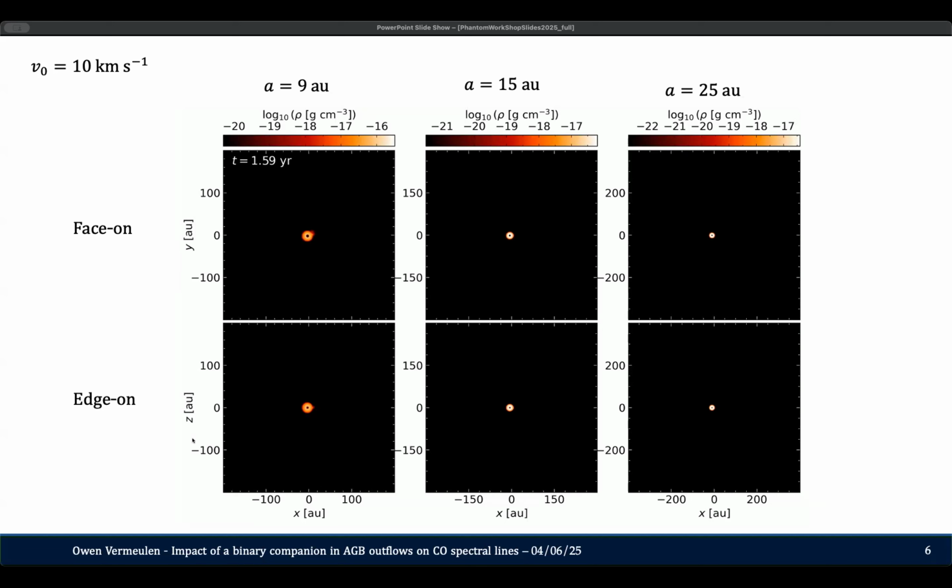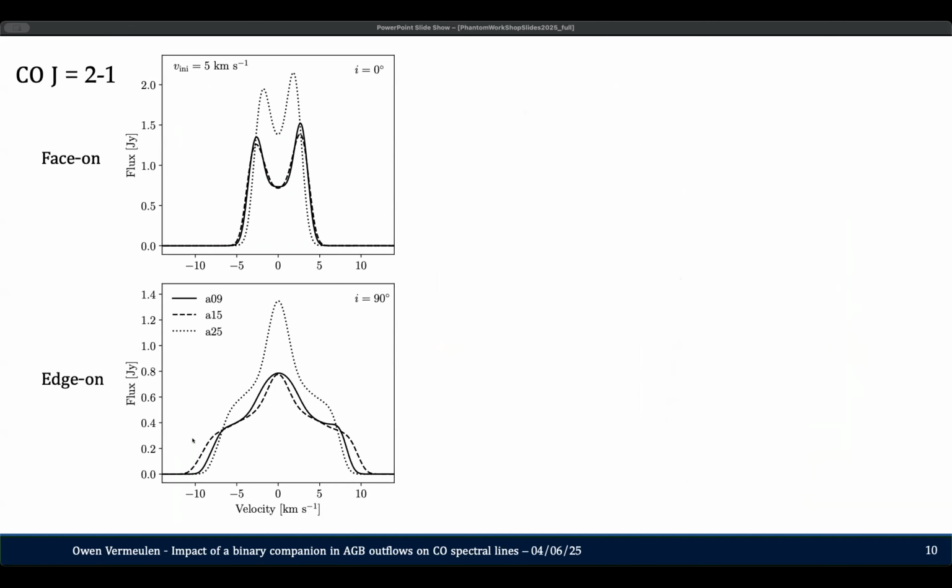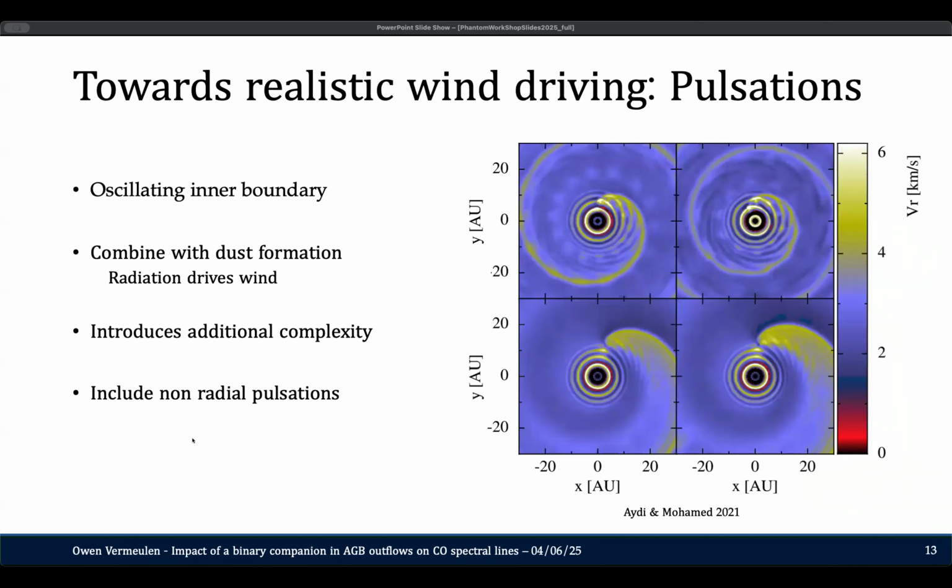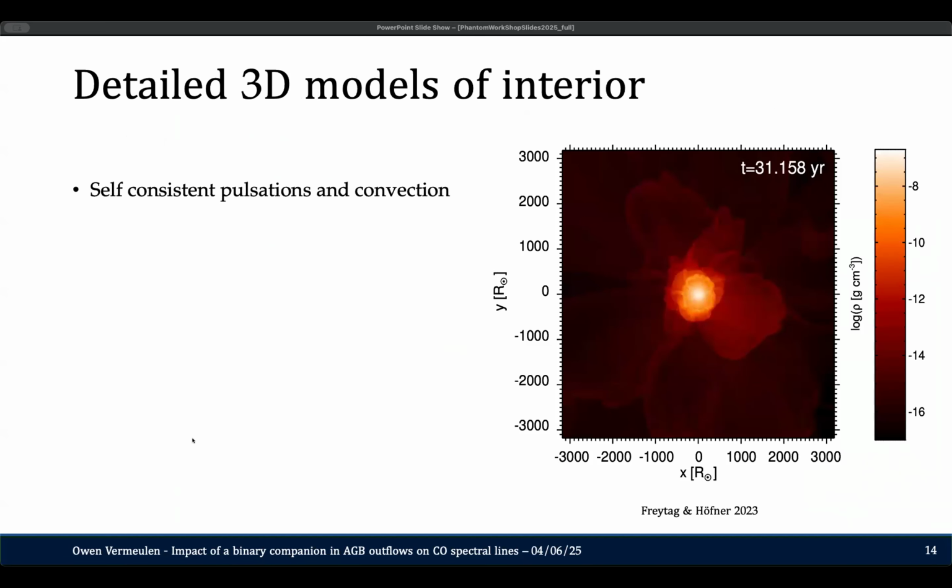I was wondering, as a sort of discussion, how realistic is it to have a spherical pulsating boundary? Well, as a first approximation, it's still better than what we do currently, which is just driving this wind. But if you especially look at these nice interior simulations, it's quite far from what's actually happening. So that's why I would like to try to include non-radial pulsations as well.